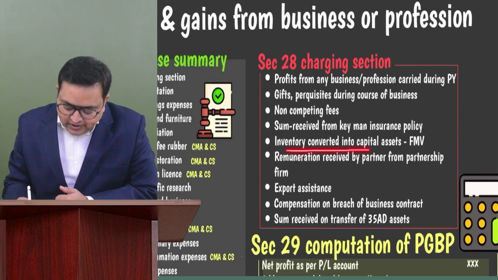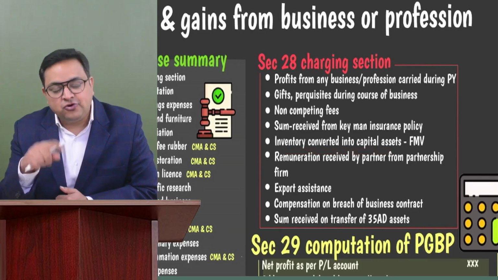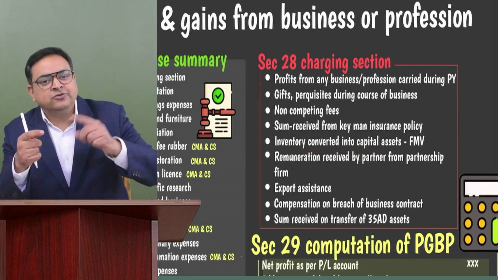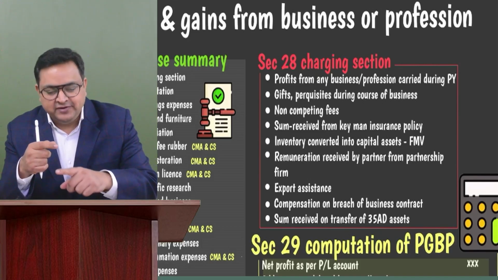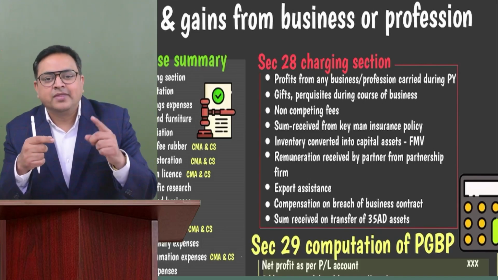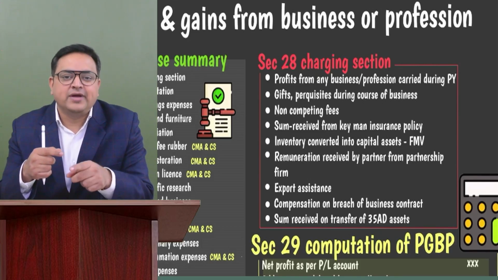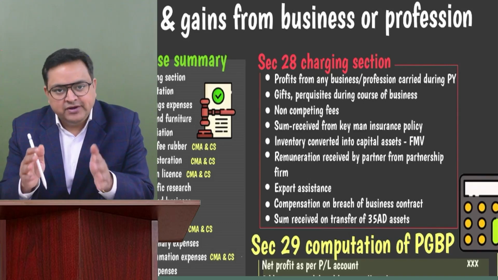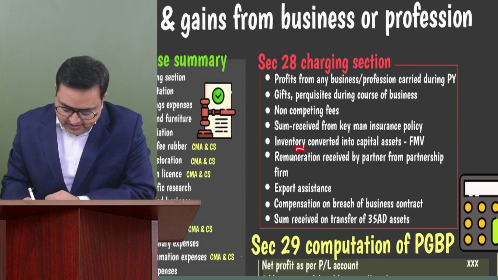Inventory converted into a capital asset. If you convert your stock into a capital asset, then there is a capital gain income which will arise; we'll be seeing that in the next chapter. But whenever the stock is converted into a capital asset, on the day on which it is converted, whatever is the fair market value will become your PGBP income, right?